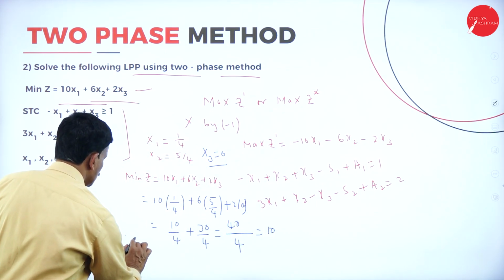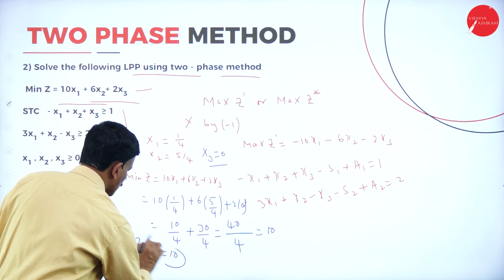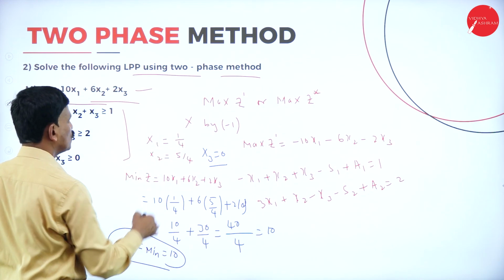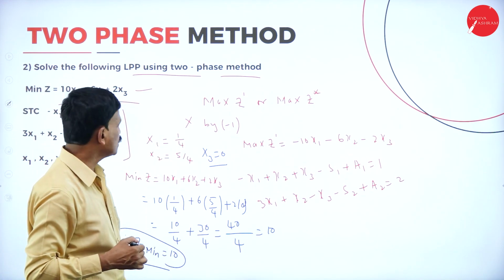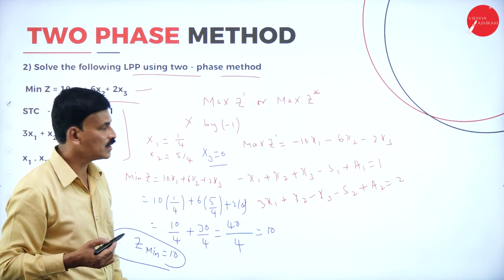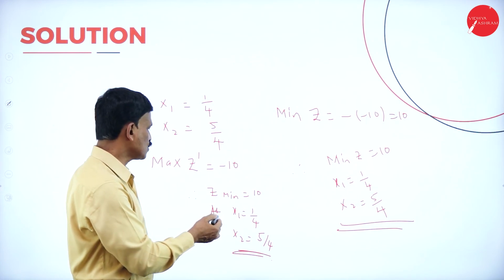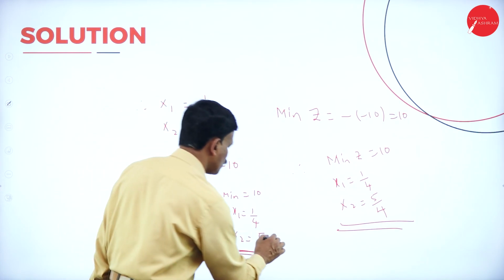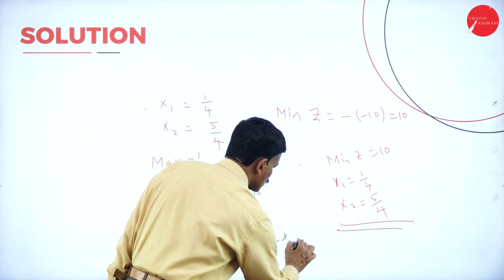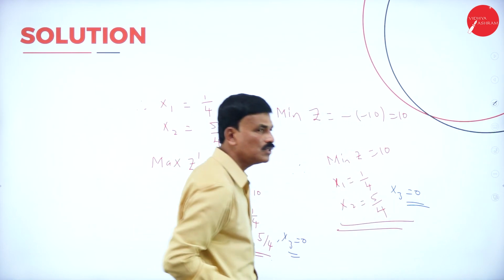So therefore Z minimum is equal to 10 at x1 is equal to 1 by 4, x2 is equal to 5 by 4, and x3 is equal to 0. This is how we are going to verify. Therefore, the minimum of Z is 10 at x1 is equal to 1 by 4, x2 is equal to 5 by 4, and x3 is equal to 0. The x3 value is not there, that is equal to 0.